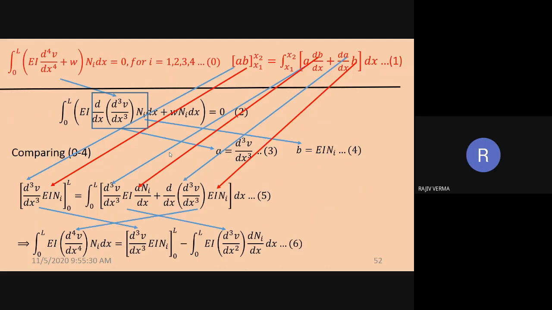So what has been done here is that when you reduce the fourth order term, you basically get a third order term and a term which is supposed to be evaluated at the boundaries. This is equation number 6. Now in the next slide, we are going to reduce the order of the third order term, which appears in equation number 6. These steps obviously are going to be the same.